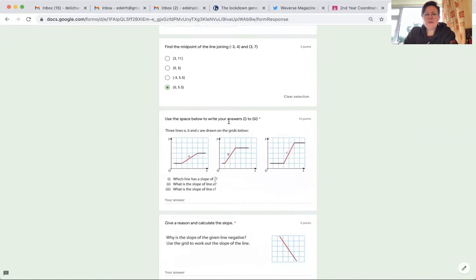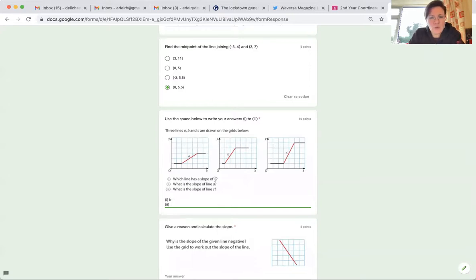Now, use the space below to write your answers 1 to 3. So I did expect you to write all of the answers here. For part 1, which line has a slope of 3 over 2? So we're looking for a slope, a line that goes up 3 spaces every time it goes over 2 spaces. This one goes up 2 spaces when it goes over 3, so it's not that one. This one goes up 3 spaces over 2. This one goes up 4 spaces over 2. So this is my answer. Part 1, B has a slope of 3 over 2.